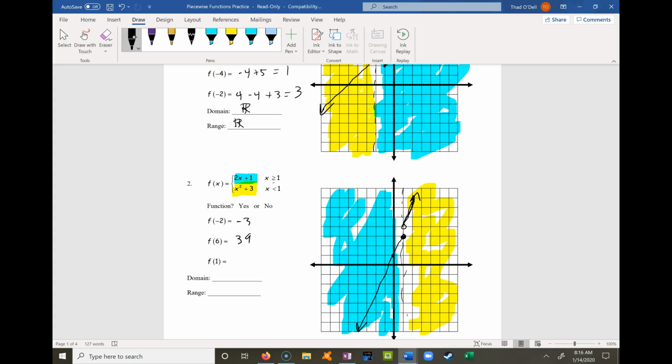And the domain is, again, all real numbers, and the range is not all real numbers. The range goes from -infinity to 3, including 3, and then starting at 4, but not including 4, and going to infinity. Okay?